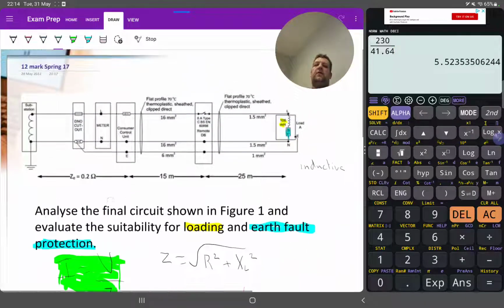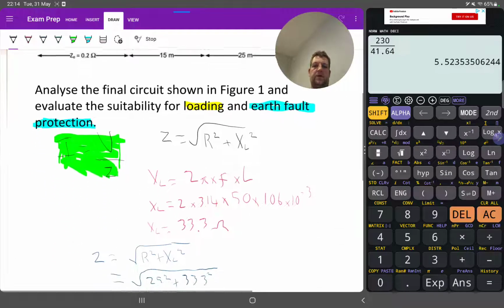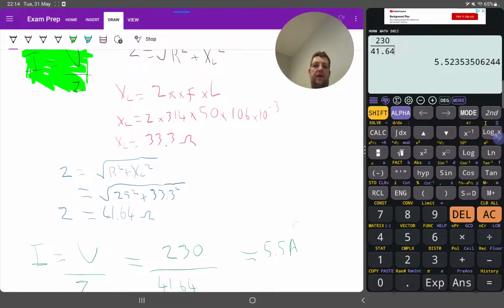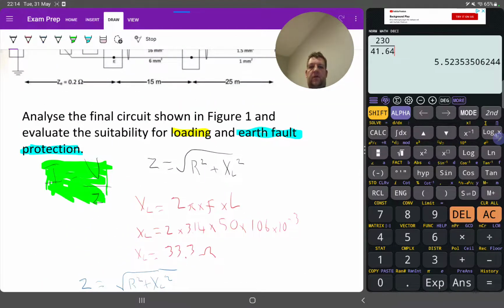Okay, the first part of the question says, what's the suitability for loading? So I can see straight away that this is protected by a 6 amp Type C circuit breaker. So my design current needs to be less than 6 amps, which is agreed. We've got 5.5 there, so 5.5 is less than 6. So therefore, it's suitable for loading. I can look at this and say, the circuit breaker is bigger than the design current, so it's acceptable.